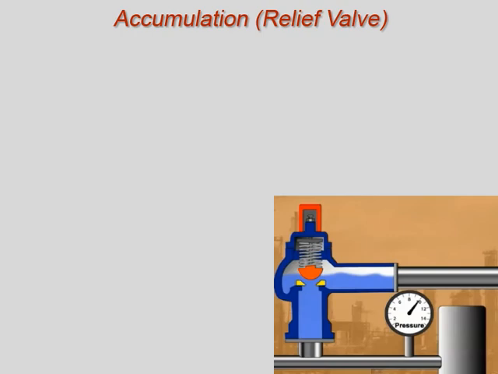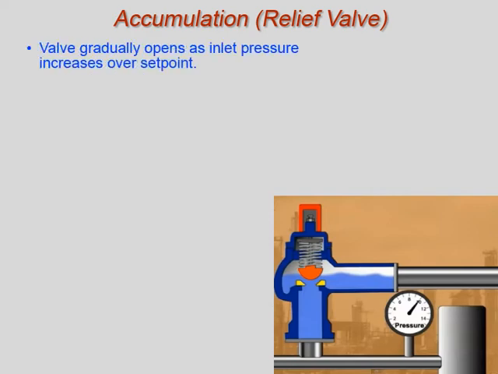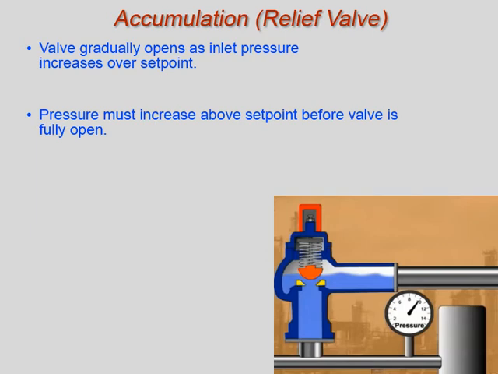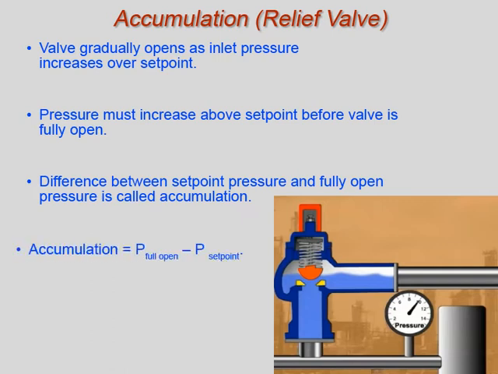For non-compressible fluids, it generally does not take much relief action to reduce the system pressure. A relief valve will gradually open as the inlet pressure increases over the set point. The valve will open further if the system pressure rises above the set point pressure and at some point be fully open. The mathematical difference between when the valve is fully open and the set point pressure is called accumulation.